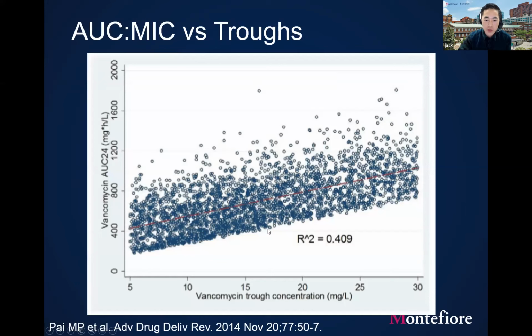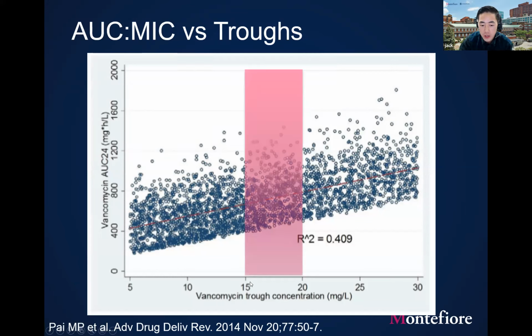This is what I mean when I say troughs aren't a perfect surrogate for AUC over MIC. If you look here, we typically aim for an AUC over MIC of 400 to 600. If you look at the trough range of 15 to 20, which is what we target, on a day-to-day basis, you can see that we overshoot it a lot of the time. You have some AUCs ranging in the 1200s and the 800s, and this increases the patient's risk of nephrotoxicity.